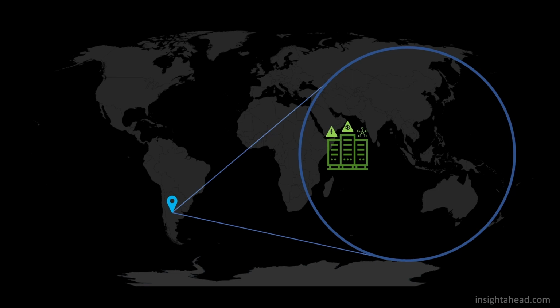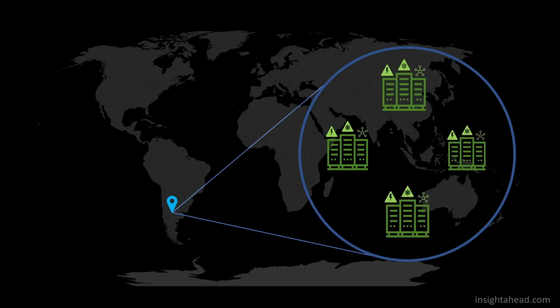A region is a geographical area on the planet that contains at least one but potentially multiple data centers that are nearby and connected together with a dedicated regional low latency network. Microsoft Azure assigns and controls the resources within each region. And when you deploy a resource, you must choose the region where you want the resource to be deployed.